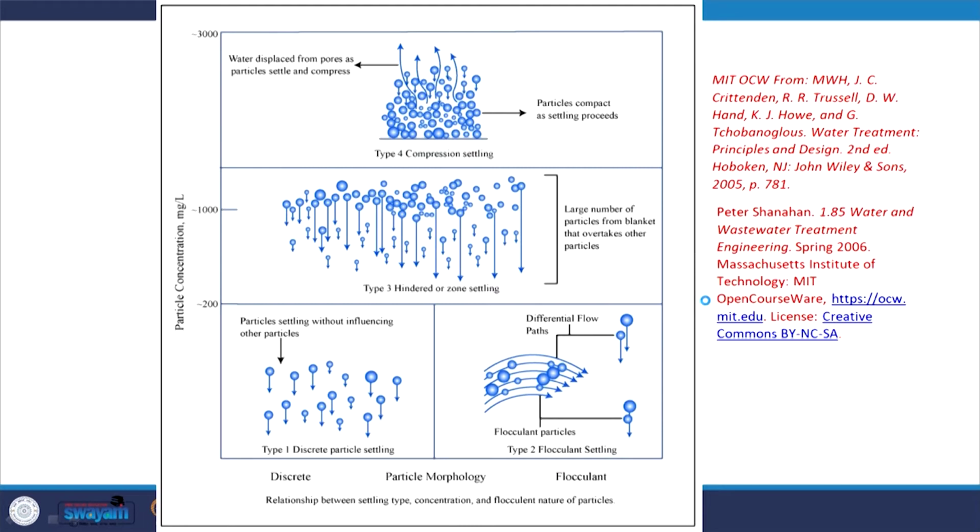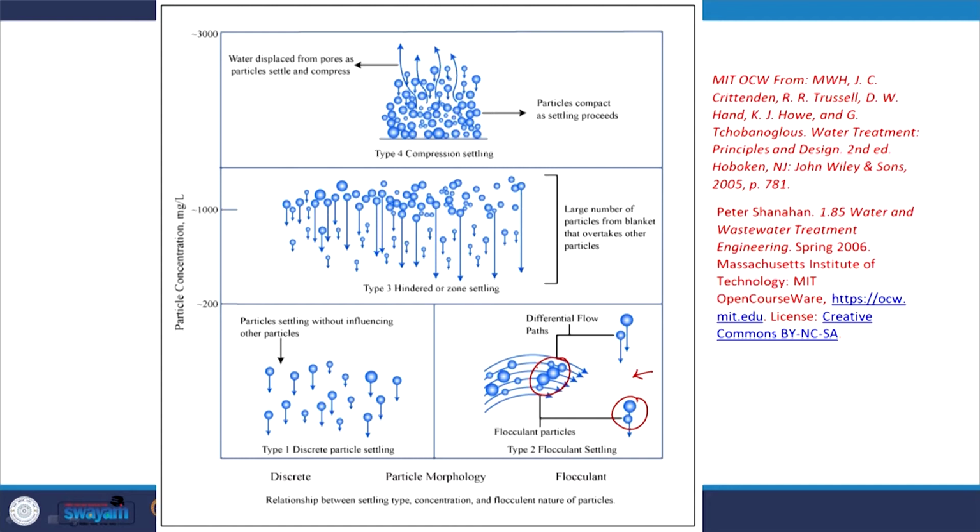So here we have, on the y axis, the particle concentration, and here different types of settling were mentioned. Discrete settling, when the particles do not influence or interact with the other particles, and then type 2 or flocculation settling, when particles interact and form flocs, let's see. The next one will be hindered or zone settling. I guess we have better figures here, but let's just try to briefly look at it.